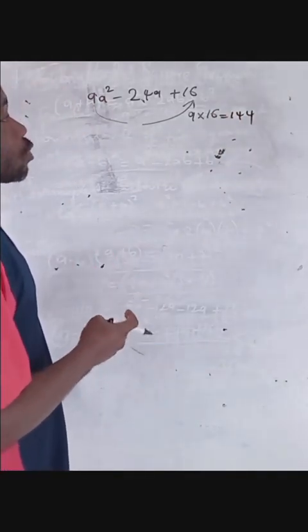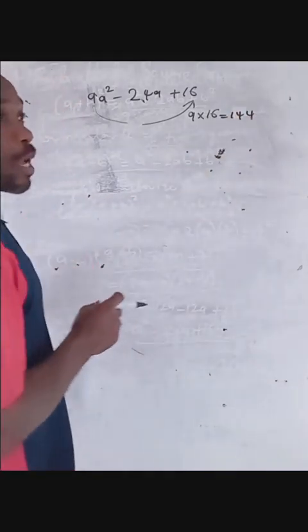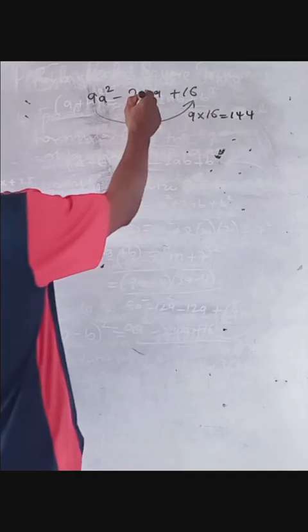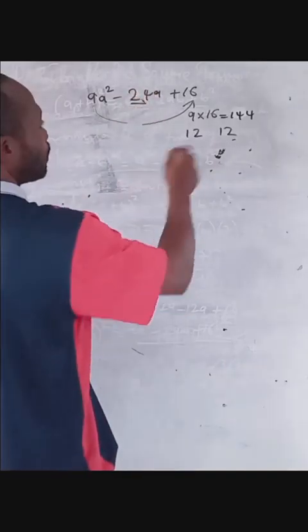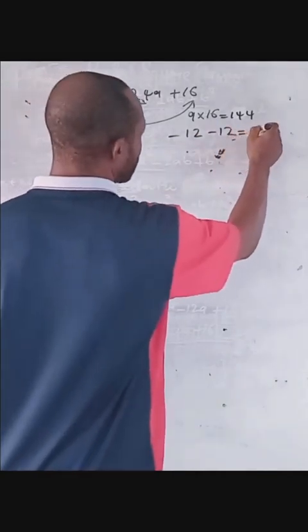Now the next thing you are going to do, you are going to look for factors of 144, such that if you add them together, they are going to give you this value here, negative 24. Negative 12 and negative 12 are going to give us positive 144.